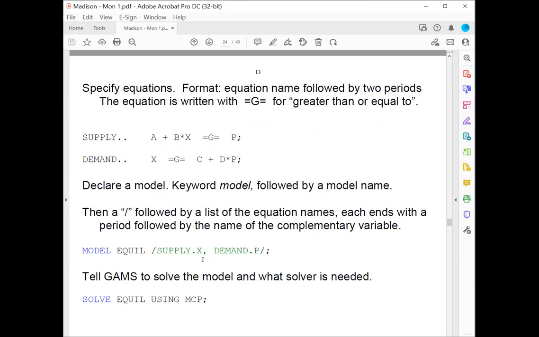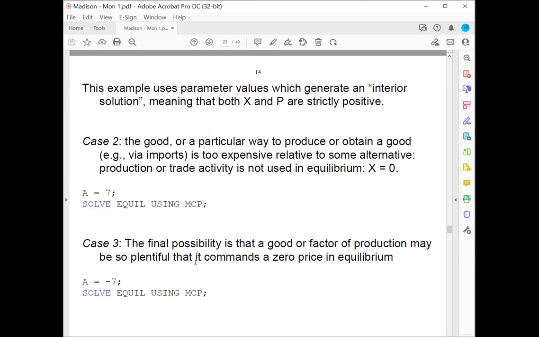So all those slack variables are created by the solver, and the complementary conditions as well. So all we have to do is say which equation is associated with which unknown: supply.x, demand.p. And then tell GAMS to solve the model.